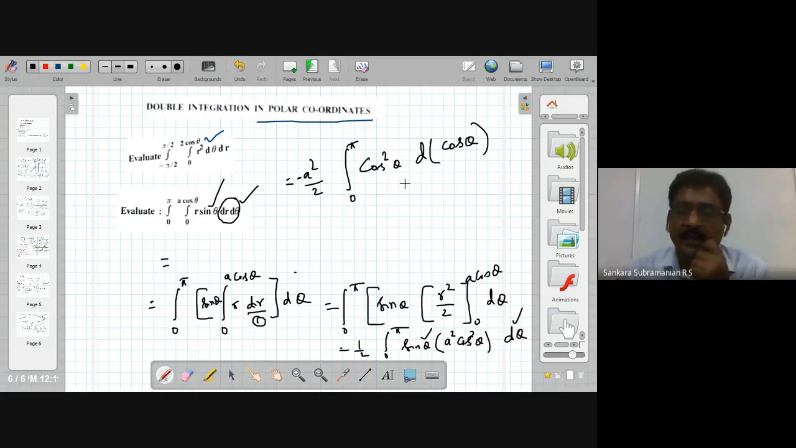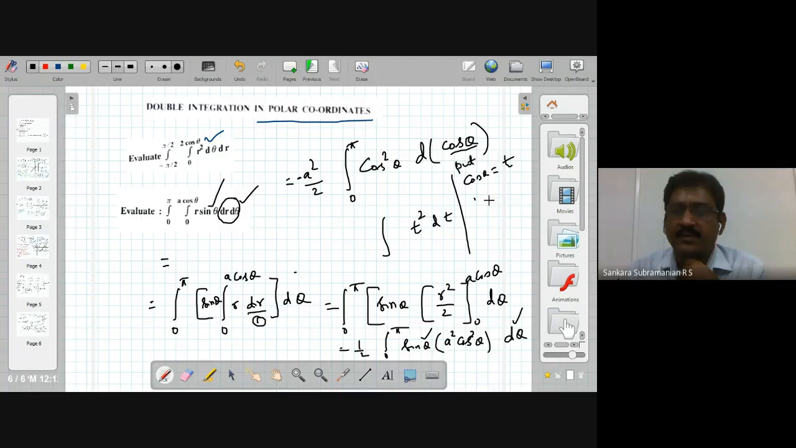Ipo, how it looks like? This is d of cos theta, which means if you put cos theta equal to t, right? This will become t square dt. Is it right? If I replace cos of theta as t, this will become dt, and this will become t square. Is it right? So therefore, if you want to change the limits to t, put cos theta equal to t.